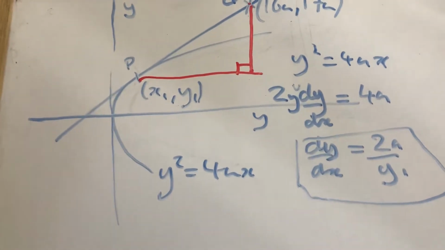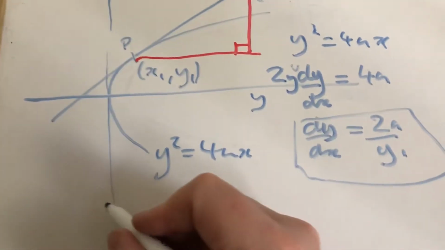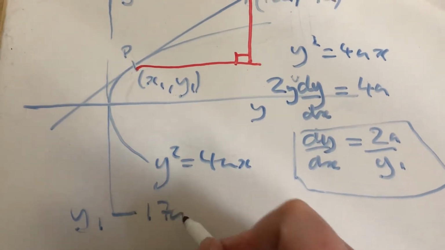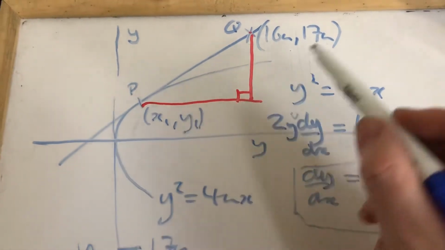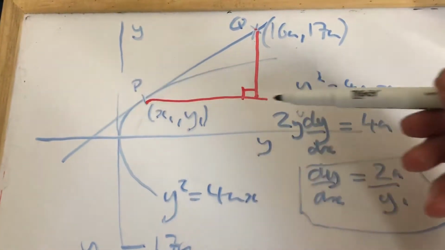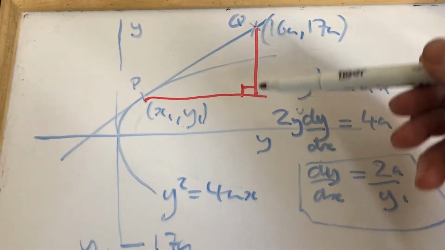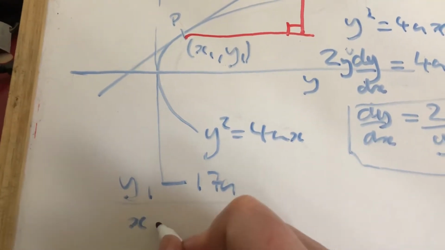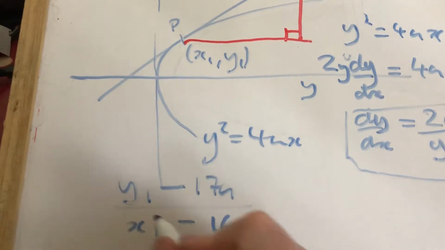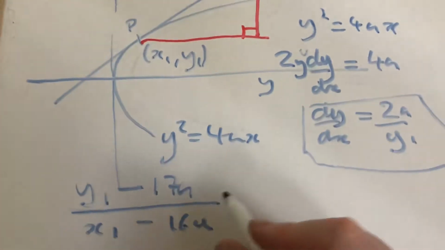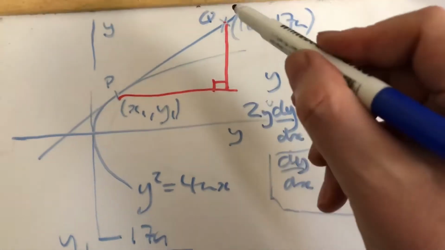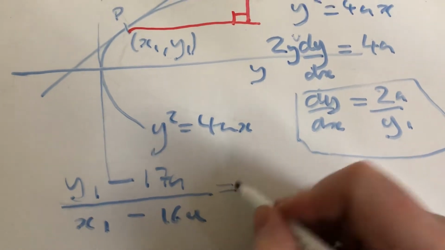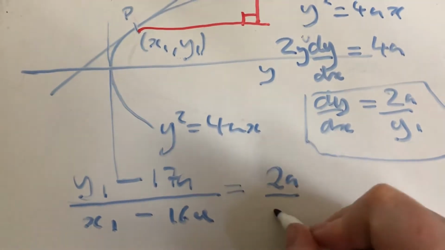running PQ is simply going to be the y1 minus 17a. So you've got y1, 17a, so you've got the difference between y1 here and 17a up there. So you're here and here, divided by x1 minus 16a, like that. Okay, and that is equal to the gradient of the line PQ. And it's also equal to, surprise, 2a over y1.